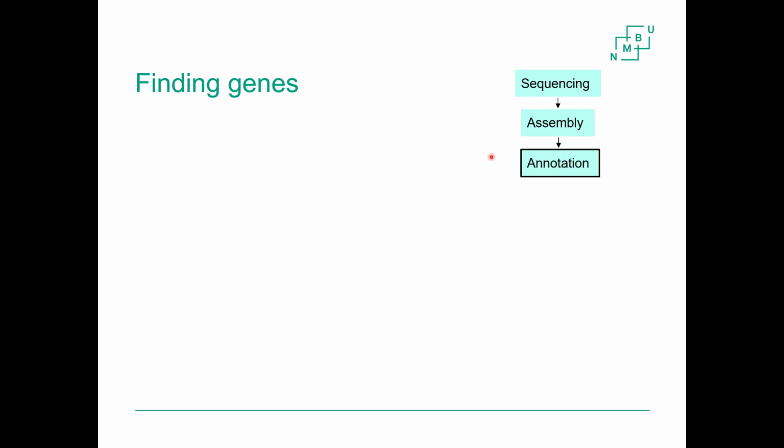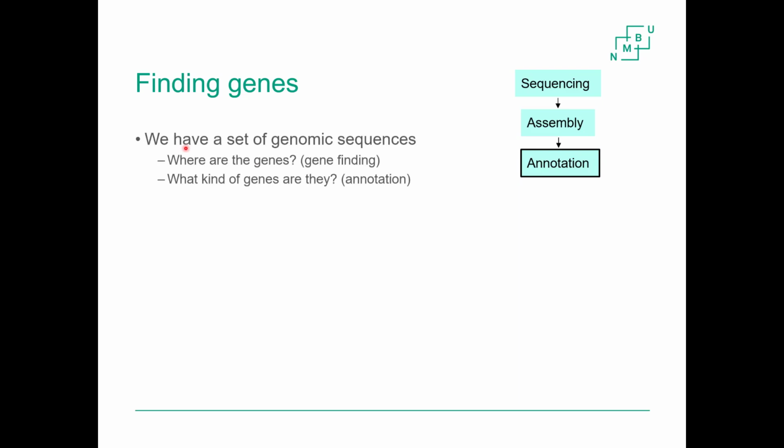And now we want to do what we call annotation of these contigs, right? And that involves finding the genes. Where are the genes in these contigs or genomic sequences? And what kind of genes are they? Actually, that's the annotation itself. But first of all, we need to know where the genes are.